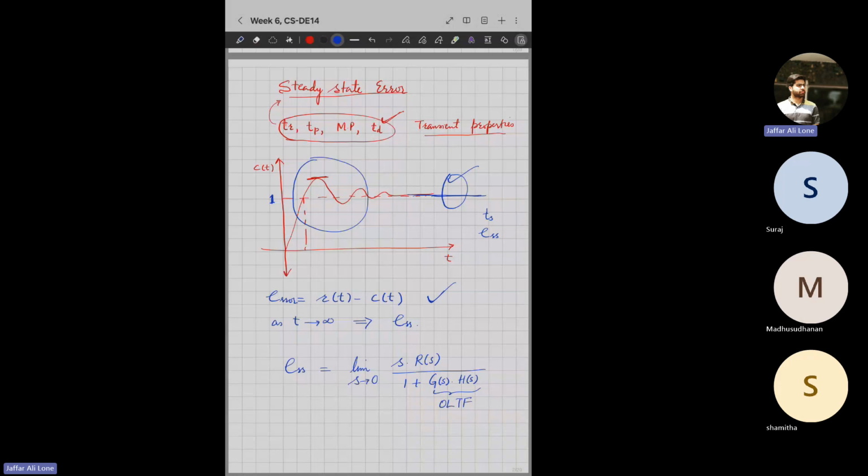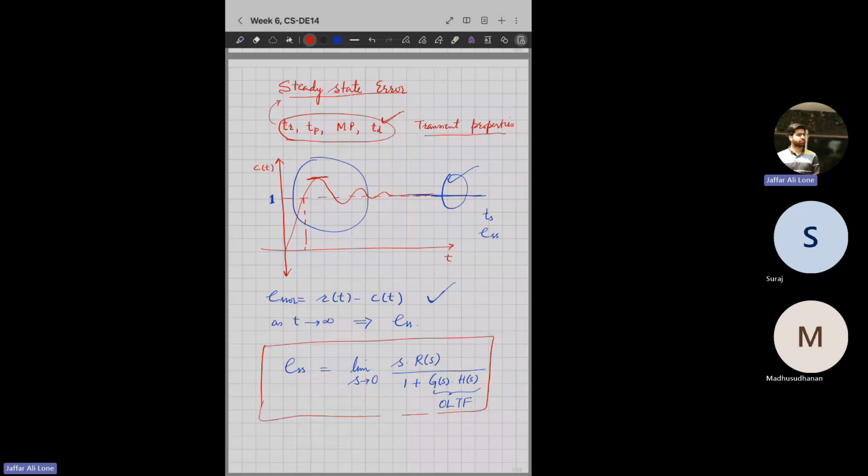This formula is very, very important. You should remember it. We'll basically be using this formula. There are many other ways of solving questions based on steady state error, but this formula comes very handy. Now the steady state error actually depends on the type of system.